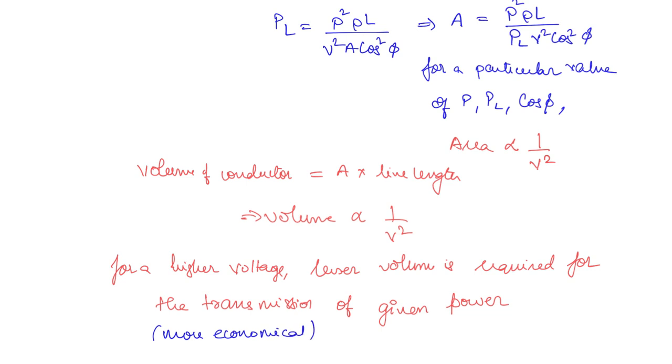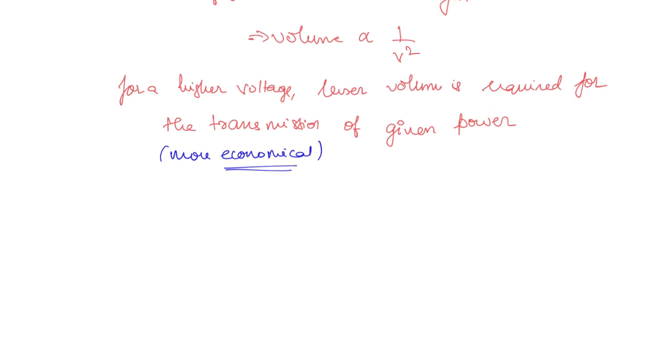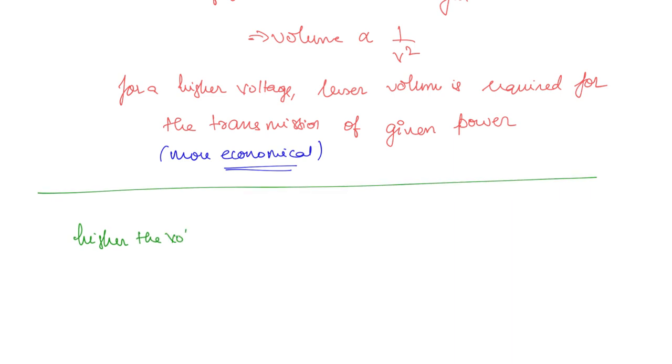Now if high voltage is so advantageous, then what is the upper limit? Because we cannot just keep increasing the voltage. So what is the limiting factor here? The limiting factor is the insulation cost. Higher the voltage, higher is the insulation cost, right? So insulation cost is the limiting factor. That is how we can set the upper limit for the voltage.